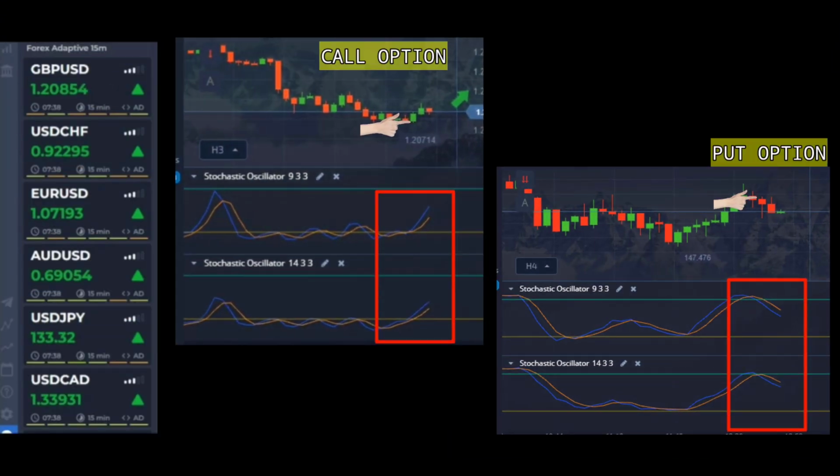On the trading signals screen, open options when the following conditions are met. Call options: the chart shows an uptrend or bullish reversal. All oscillators have left the oversold zone above level 20 or are in the overbought zone.